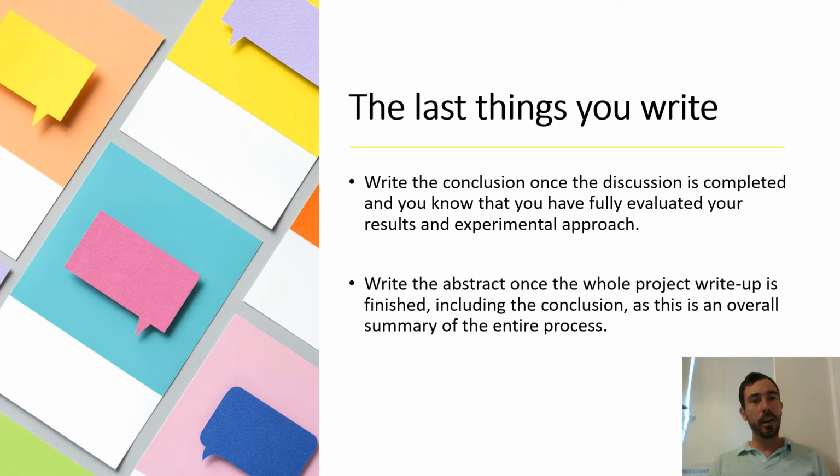Once you've written your conclusion and your overall project is finished, you then write your abstracts. The abstract is the research in miniature. It's the summary of the entire process. And let's be honest, it's the thing that most people read when they're checking to see if a paper is useful to their own work. So the abstract is really important. Yes, we write it last, but that doesn't mean it's least important.